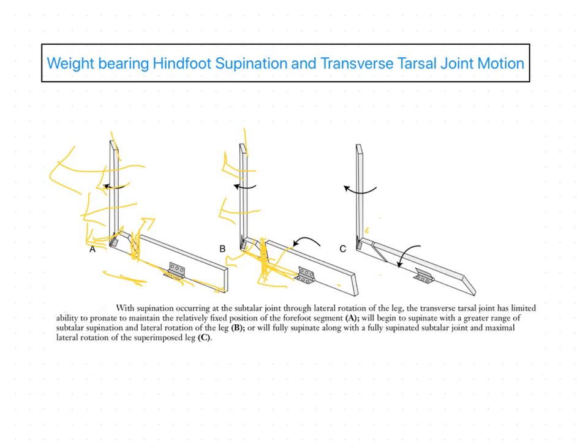which also causes the forefoot segment to supinate along with this subtalar supination, as well as the maximal lateral rotation of the superimposed leg. So these are all the functions of weight bearing hindfoot supination and the transverse tarsal joint motion, as well as weight bearing hindfoot pronation and transverse tarsal joint motion. In the next session we are going to discuss the tarsometatarsal joints. Thank you.